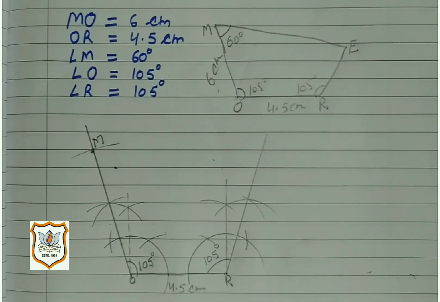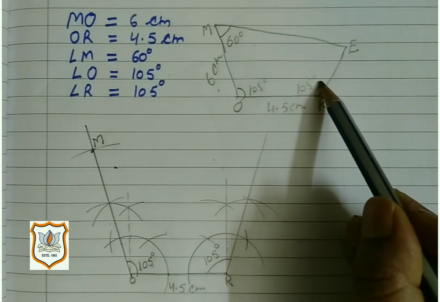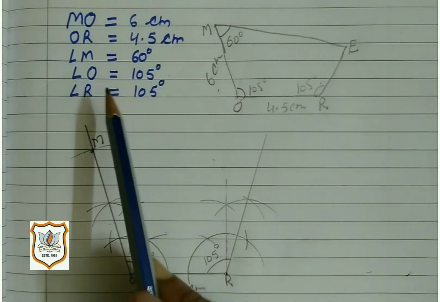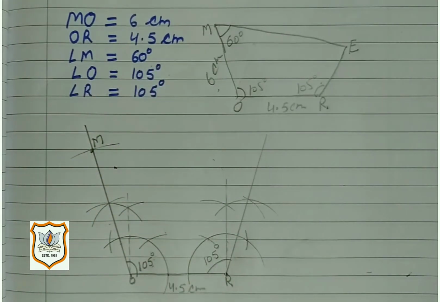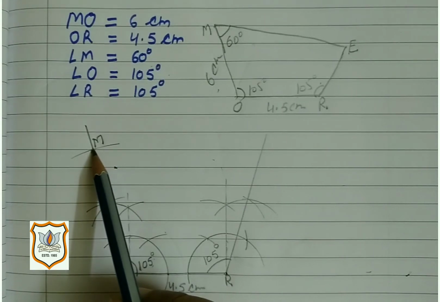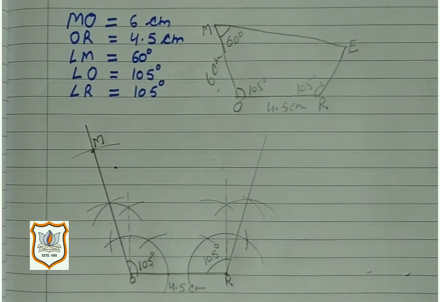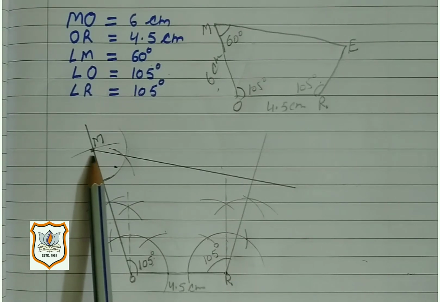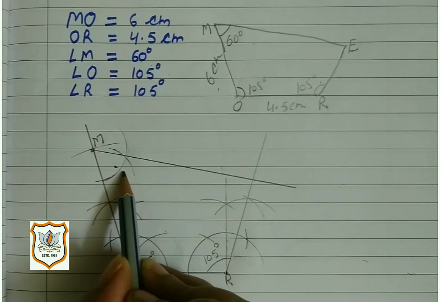Students, you can see in the rough sketch that angle R is 105 degrees. So we constructed angle 105 degrees at point R. Clear? Now we will construct angle M. Angle M is 60 degrees. So we will construct a 60 degree angle at point M. We constructed angle M as 60 degrees.